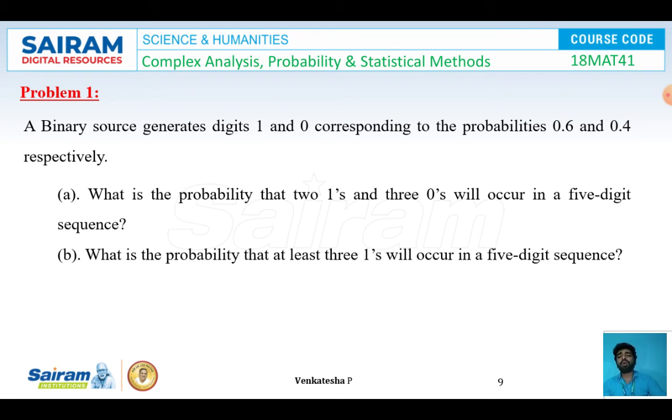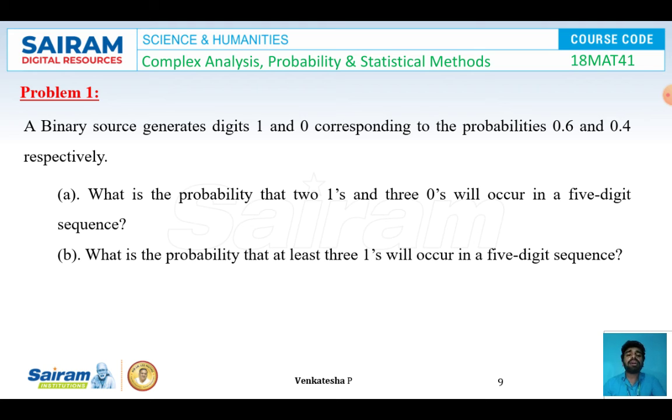Now problems on binomial distribution. Problem number 1. A binary source generates digits 1 and 0 corresponding to the probabilities 0.6 and 0.4 respectively. The first one, what is the probability that 2 ones or 3 zeros will occur in a 5-digit sequence? Second one is what is the probability that at least 3 ones will occur in a 5-digit sequence? Now we'll see how to find that.